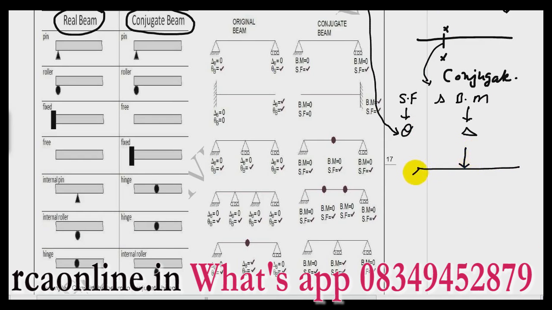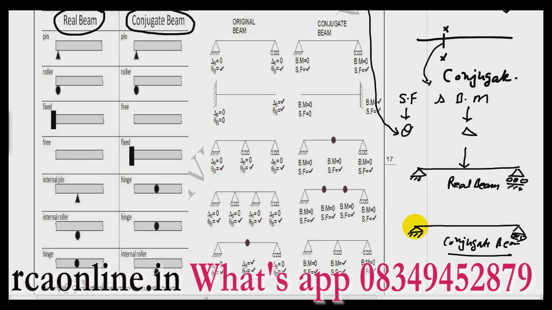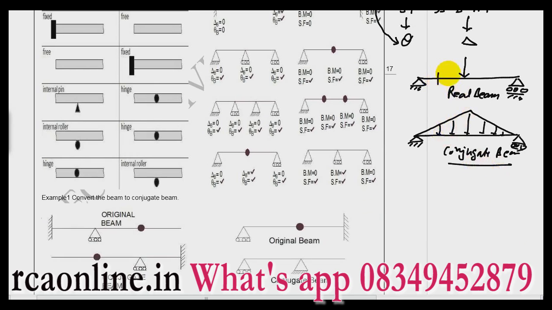Let us say this is my real beam, and this is the conjugate beam, which is imaginary. Please remember that conjugate beam is an imaginary beam. If I want to find theta and delta at this point for the real beam, then I will find the shear force and bending moment of the conjugate beam. The value of shear force of the conjugate beam will give me theta, and the value of bending moment will give me delta. So this is the concept of conjugate beam.